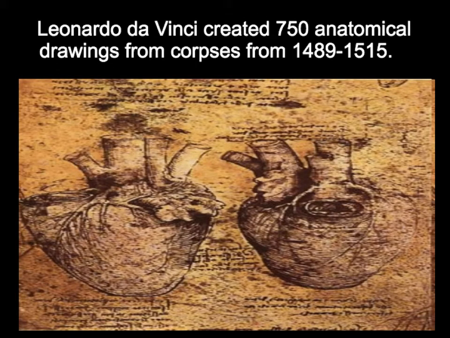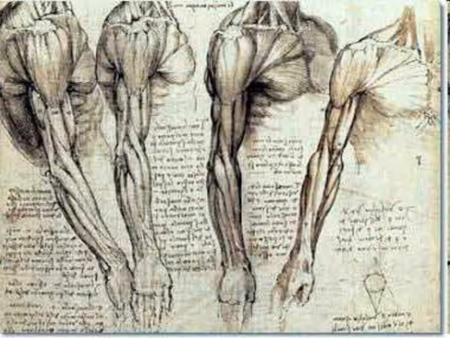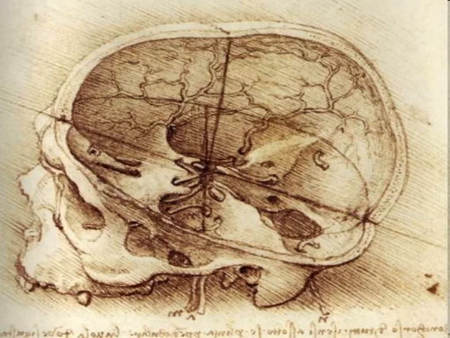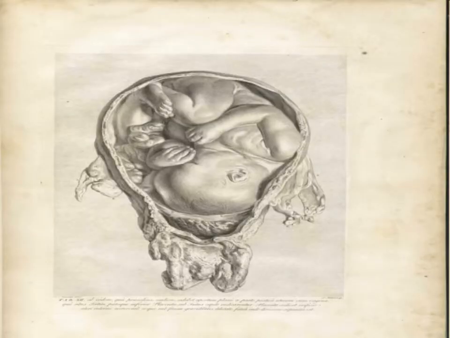Leonardo da Vinci, fabulous artist, created 750 anatomical drawings. Anatomical meaning things of the body. He used corpses. So he would get these corpses and actually do those dissections and figure out what they look like and then draw that. So here's some of the muscles, the bones and such within the skull, and an unborn child.